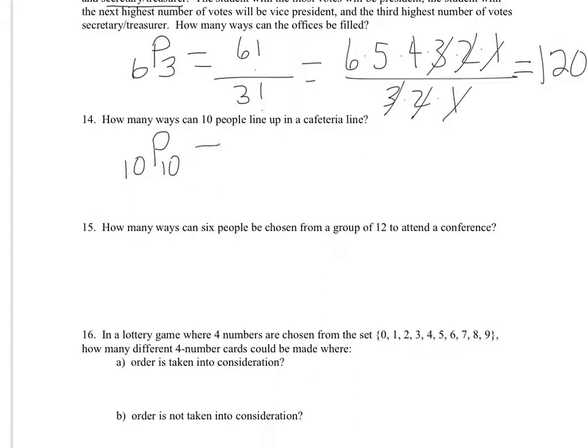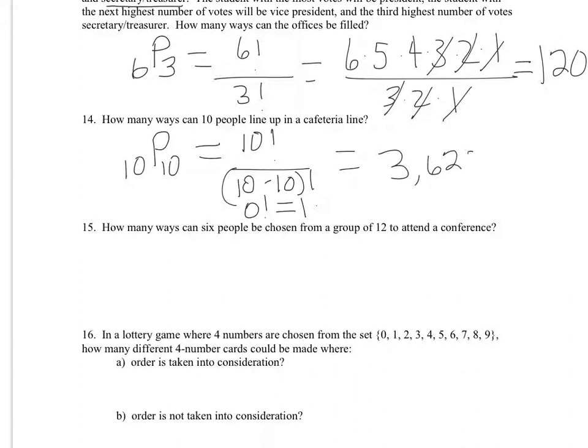So, if we went to the calculator and we did a permutation of 10 things taken 10 at a time, think about that for a minute. That's 10 factorial over 10 minus 10 factorial. Well, 10 minus 10 is 0. And remember, by definition, 0 factorial is equal to 1. So I have to take 10 times 9 times 8 times 7 times 6 times 5 times 4 times 3 times 2 times 1. There are 3,628,800 different ways. Wow, that is a lot.